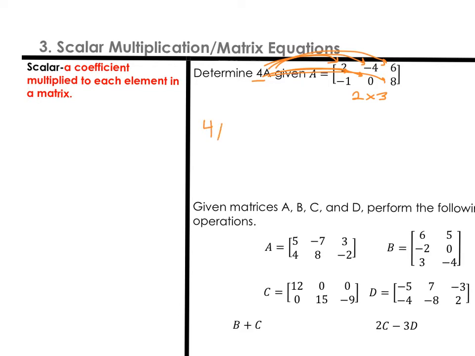So 4A would equal 4 times 2, which is 8. In row 1, column 2, 4 times negative 4 would be negative 16. And in column 3, 4 times 6 would be 24. In row 2, 4 times negative 1 would be negative 4. 4 times 0 would stay 0. And last but not least, row 2, column 3, 4 times 8 is 32. And that's it. A scalar multiplier just multiplies every element in the matrix by that number.